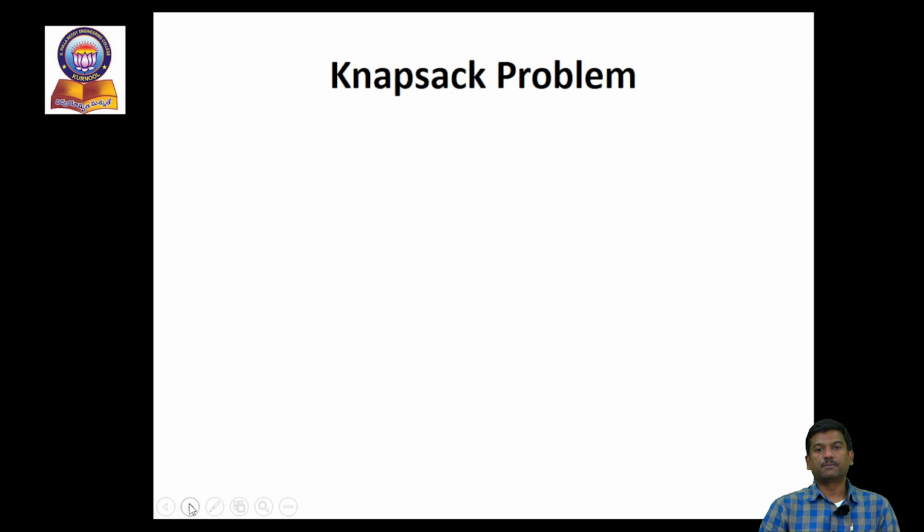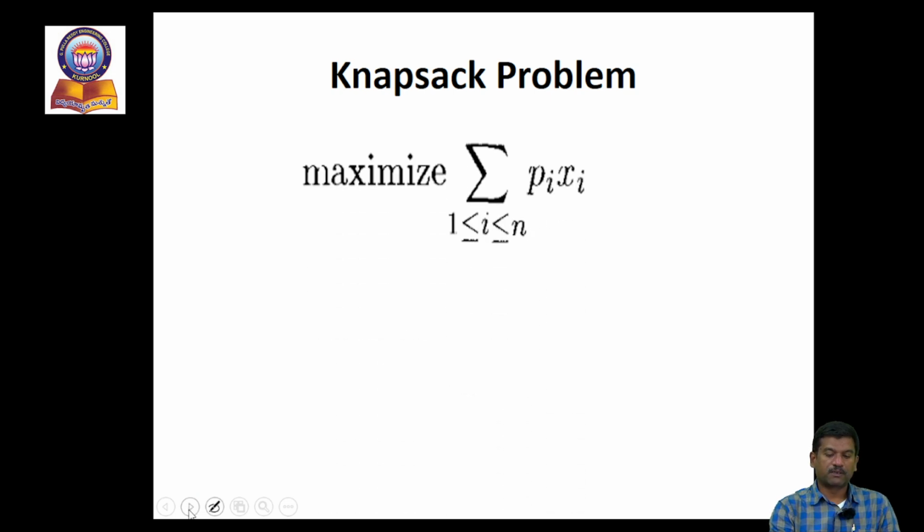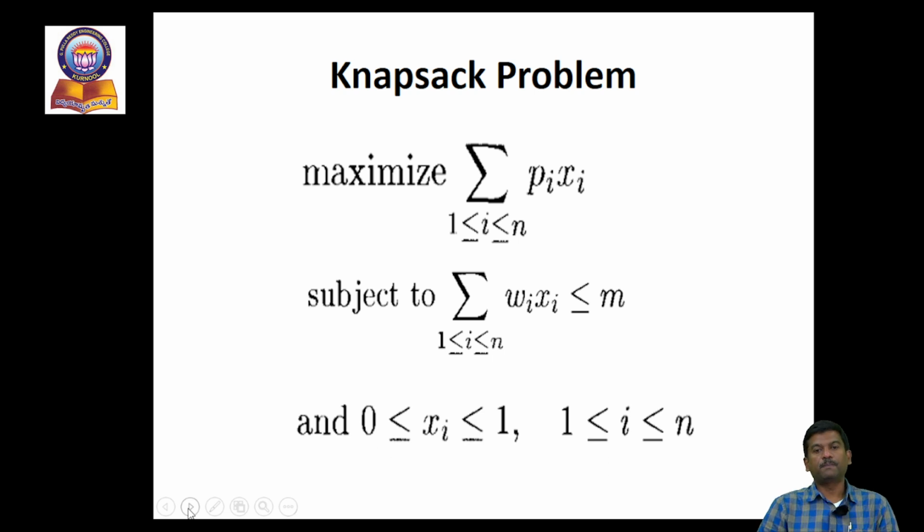Coming to the next application of the greedy approach, the kind of problem that can be solved using the greedy approach is the knapsack problem. Considering the knapsack problem, we can state it as: maximize the sum of PiXi, where i ranges from 1 to n. Pi indicates the profit of the i-th item, that is first item, second item, third item till the nth item. And Xi indicates the fraction of the item that you have considered, that is the profit of the first item, the second item, the third item, and so on.